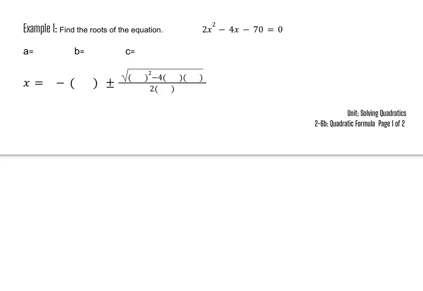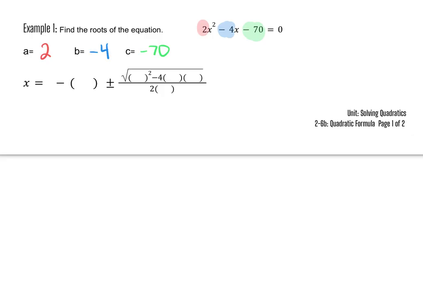So step 1 is to always determine if your equation is in standard form. Recall, standard form means that everything is on one side equal to 0. So I have my ax squared, my bx, and my c all in their correct locations. Then you want to identify your a, b, and c. So in this case, my a is 2, my b is -4, and my c is -70. Then we want to plug all of this into the quadratic formula.